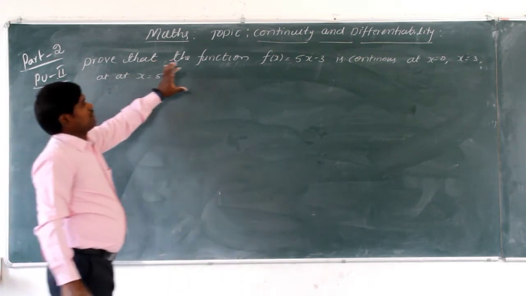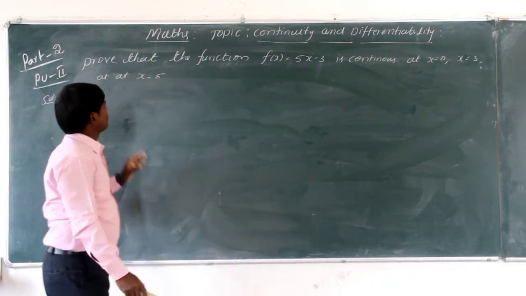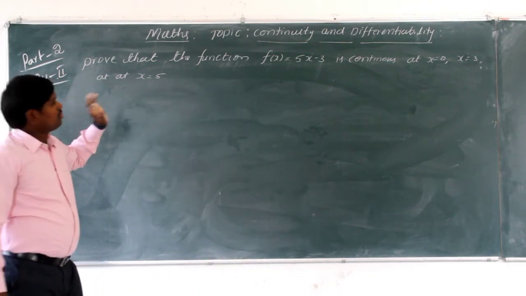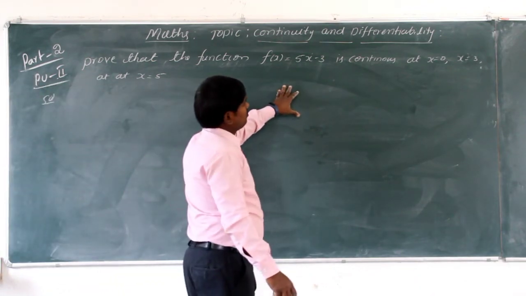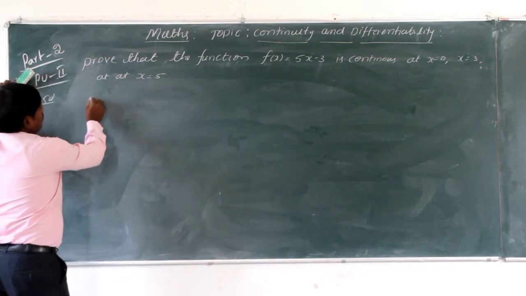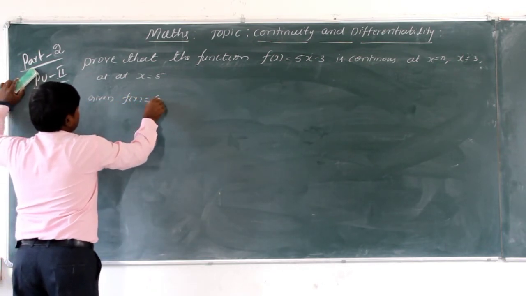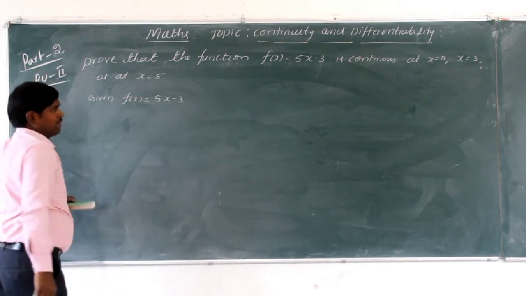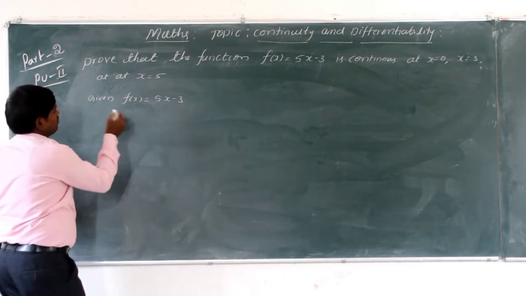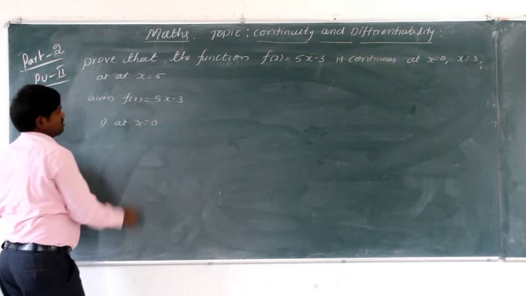So we are going to prove that the function f of x equals 5x minus 3 is continuous at x equal to 3, at x equal to 0, at x equal to 5. So I will show any one of this. So you can solve the remaining two at home. Okay. So solution, proof. So given, f of x is 5x minus 3. Okay. So first one at x is equal to 3.